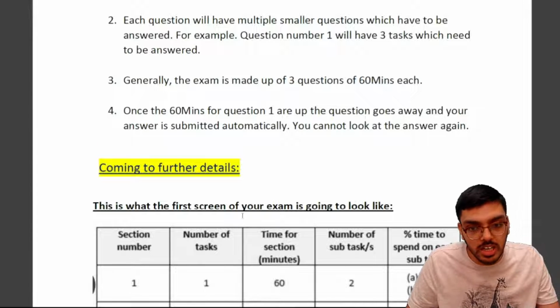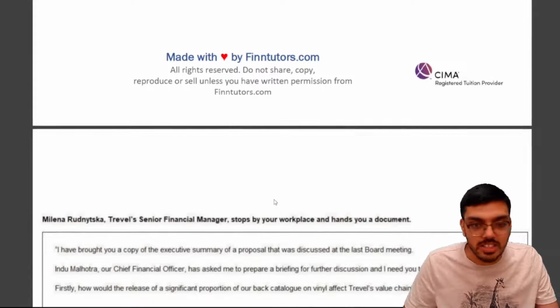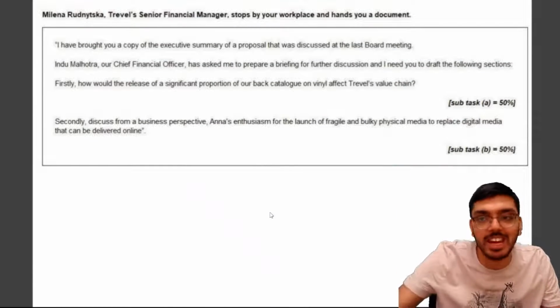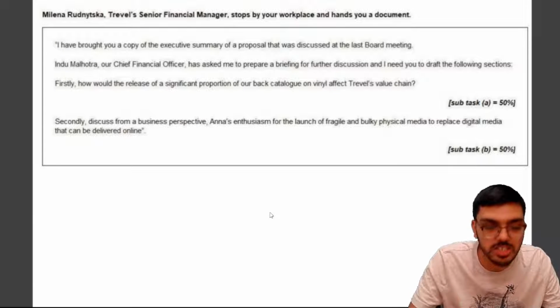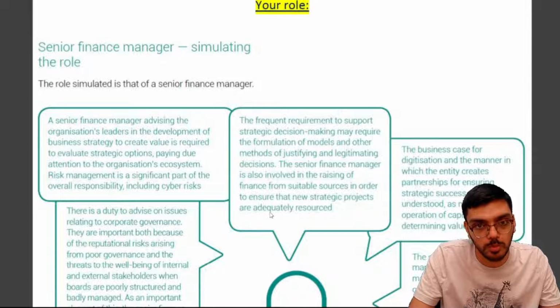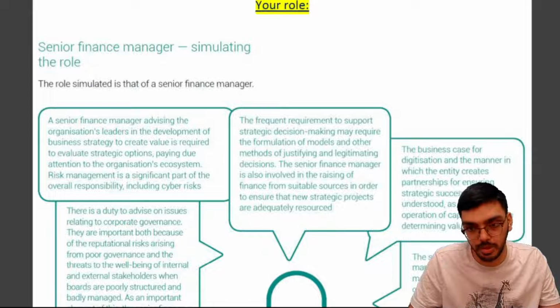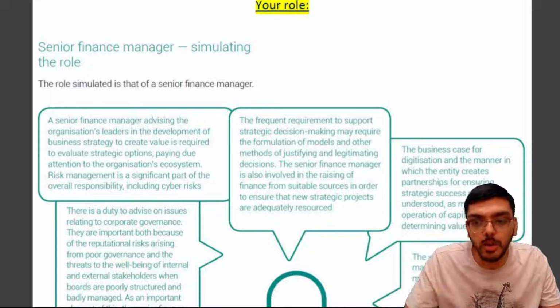The first screen is this. And once you hit the next button and start your exam, a scenario based question will come up which can have multiple tasks, and this is just an example of 2 tasks that they can ask you. I hope you have followed me very carefully. This is very important in terms of understanding the requirement.